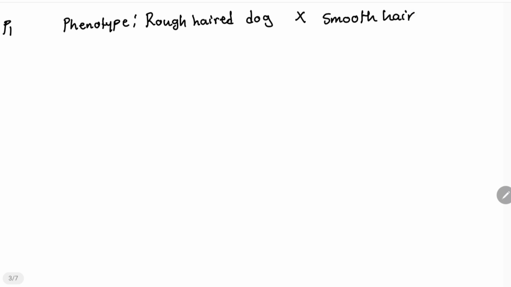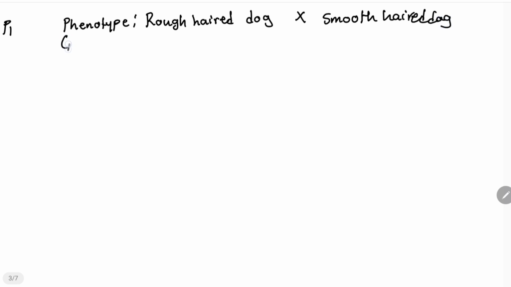hair. So what I do in the phenotype, I know that phenotype simply means the physical appearance of this organism. So when I look at the first parent, I was told that it is going to have rough hair. That is why I wrote rough-haired dog. And this X simply tells us that this dog is being crossed with another dog which was said to have smooth hair. So this is a smooth-haired dog, right?